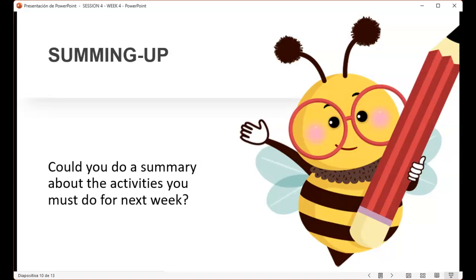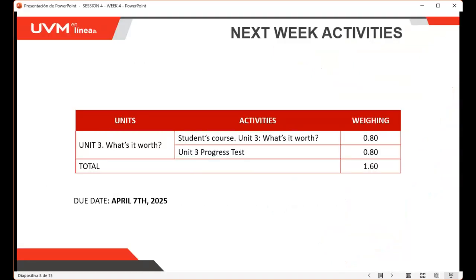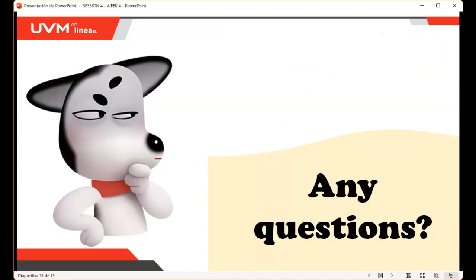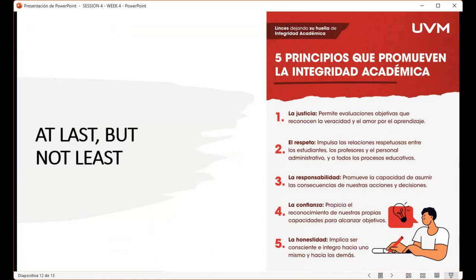So, summing up, I just did this in Spanish, so I don't think we need to make a summary about this. Remember, again, unidad 3, 2 actividades, la general y el progress test, cada uno vale 0.80 puntos y al final recibimos 1.60 puntos, ¿vale? Any questions about the activities that you need to deliver for next week? No. Okay.